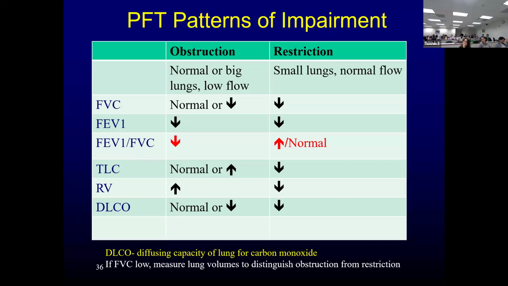What happens to TLC? It increases in obstruction, it decreases in restriction. What happens to RV? It increases in obstruction, it decreases in restriction. What happens to diffusing capacity of carbon monoxide? It decreases in obstruction, it decreases in restriction. This is a recap. We look at these PFTs. We are able to make a distinction whether my patient has an airway problem or a fibrosis or a chest wall problem based on this and your physical examination.